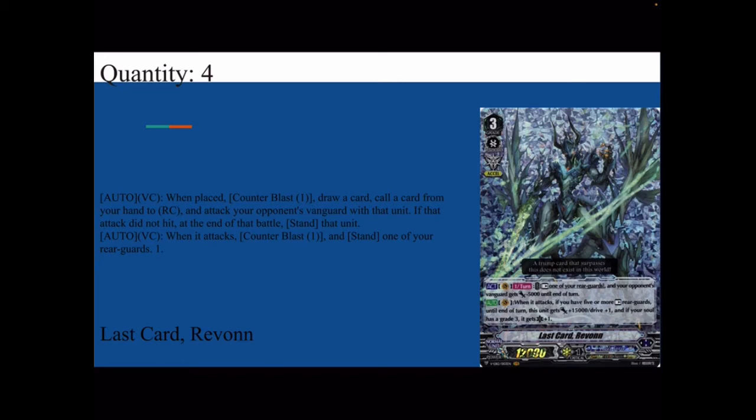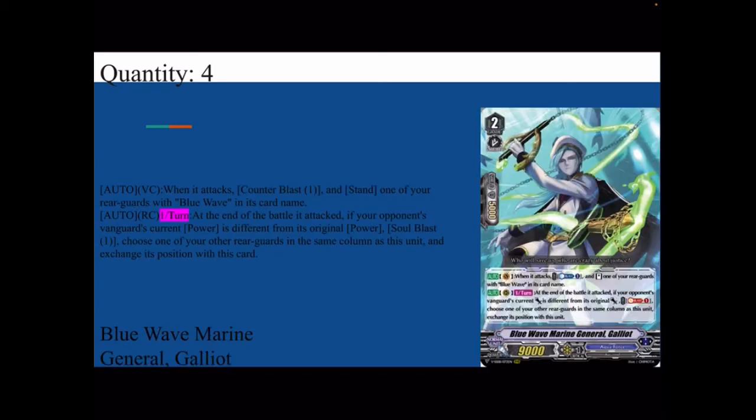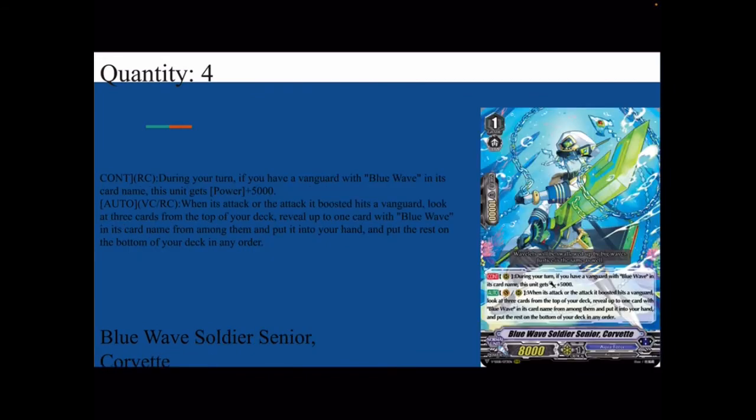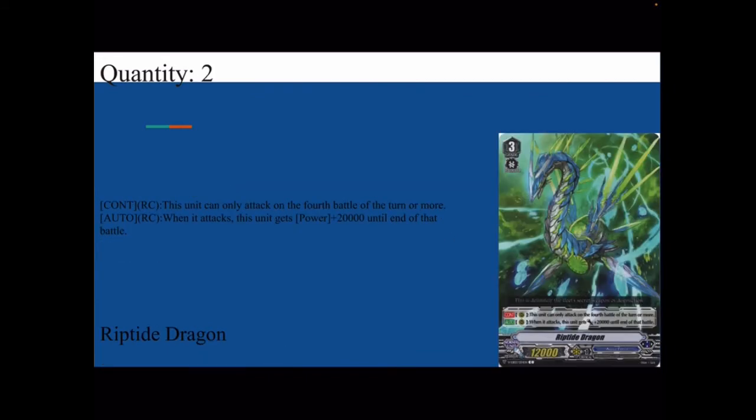Here's its actual skill. Act Vanguard once per turn. Rest one of your rear guards, and your opponent's Vanguard loses 5k power till end of turn. So, you know, bringing them down from like a 13 to an 8 or a 12 to a 7, or if they're a grade 2, 10 or 9 to 5 or 4, which is always helpful and appreciative. It just makes it harder for your opponent to guard, and it gets off abilities such as this, and this, and this. Nope, only those three, but my point still stands.